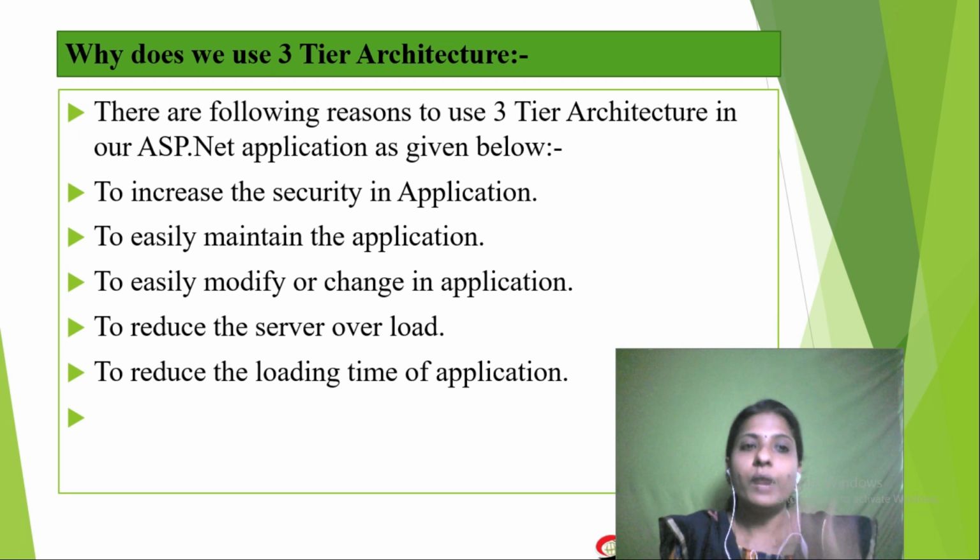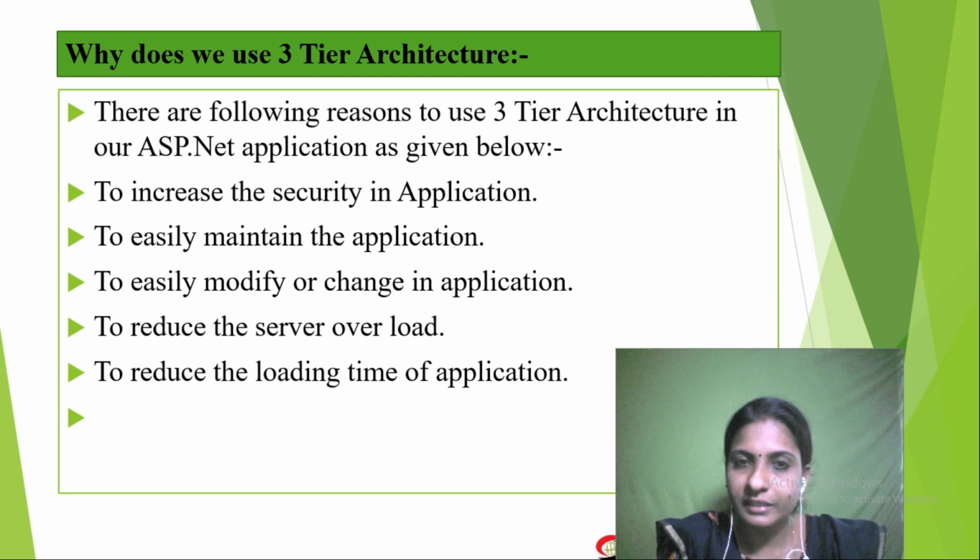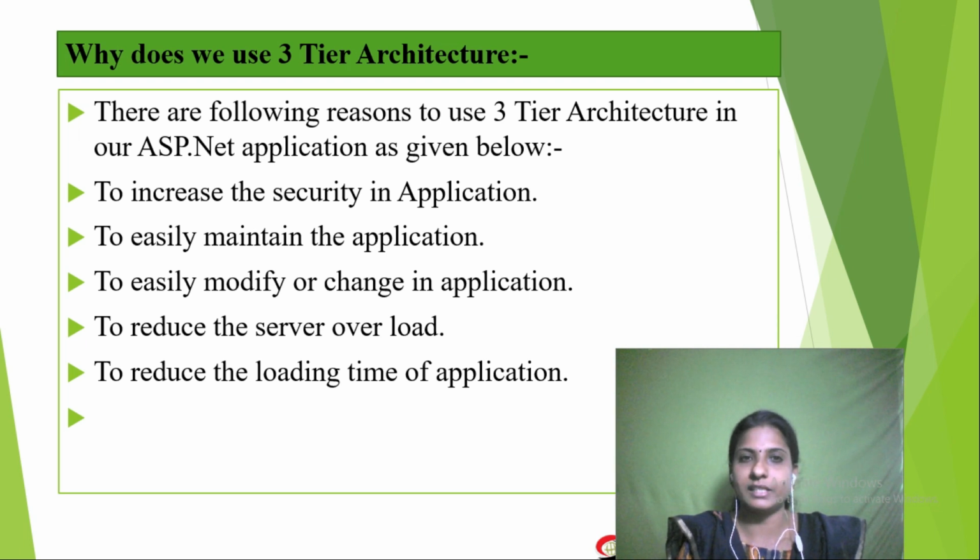Then why do we use three-tier architecture? These are the following reasons we use it. First one is to increase the security in the application. Second one is it is easy to maintain. And third one is it is easy to modify or change the application. Then it reduces the server overload and reduces the loading time of the application. These are the reasons we use three-tier architecture.